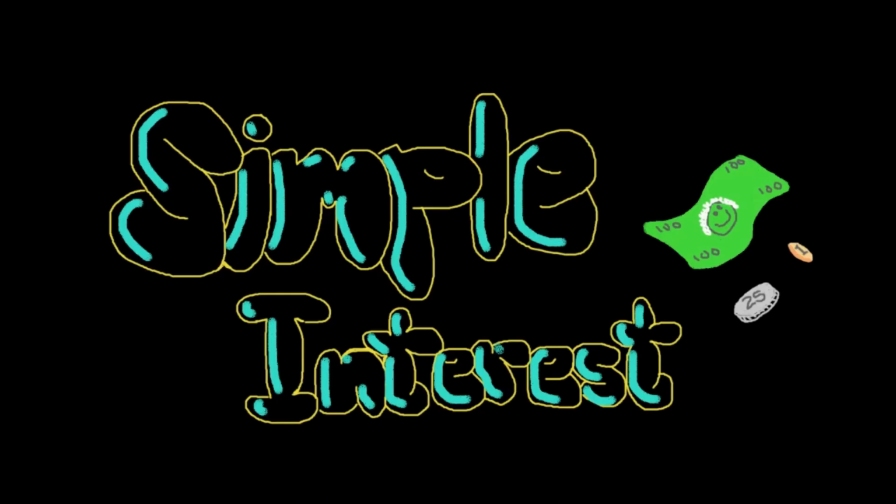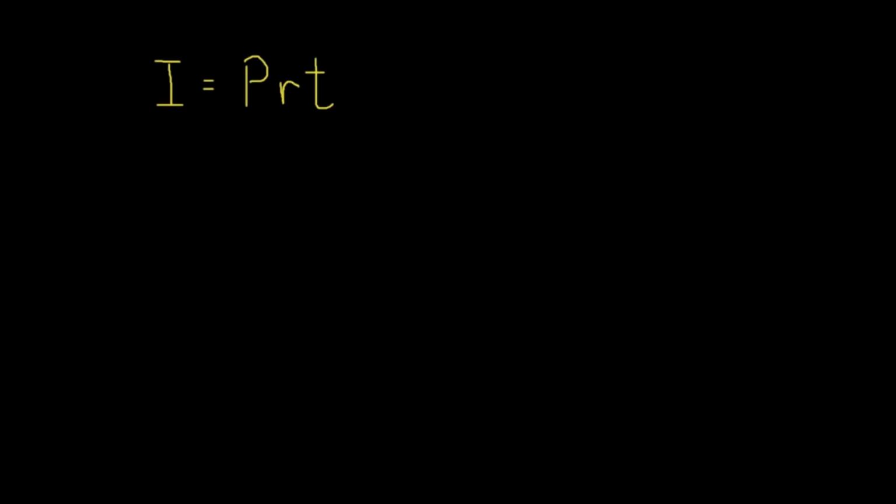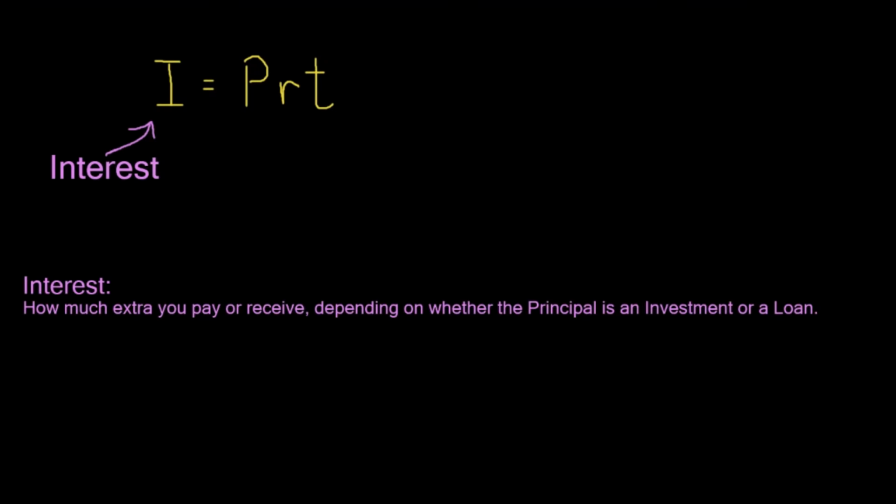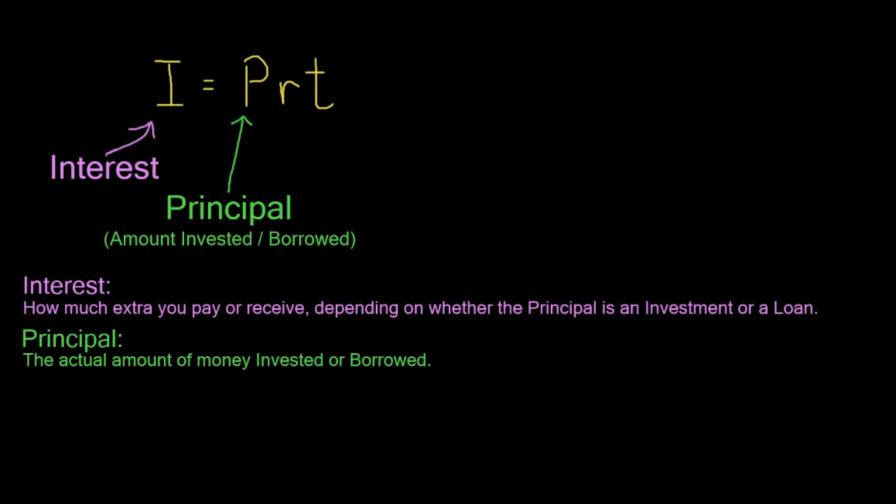Simple interest. And that's supposed to be money over here on the right. Use your imagination. There's a formula for simple interest. It's I equals PRT. The I in I equals PRT stands for interest. Now, interest is how much money you either pay or receive, depending on whether the principal is an investment or a loan. So this is the interest. The P is the principal. This is the amount that you invest or you borrow.